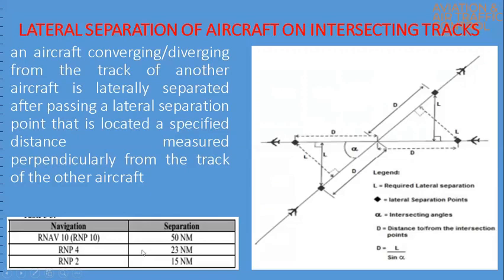So this is the table which we have to use for RNAV 10 and RNP 10. Separation required is 50 nautical miles. If we are going RNP 4, this will reduce to approximately half, 23 nautical miles. If we are going to RNP 2, then this will become 15 nautical miles.